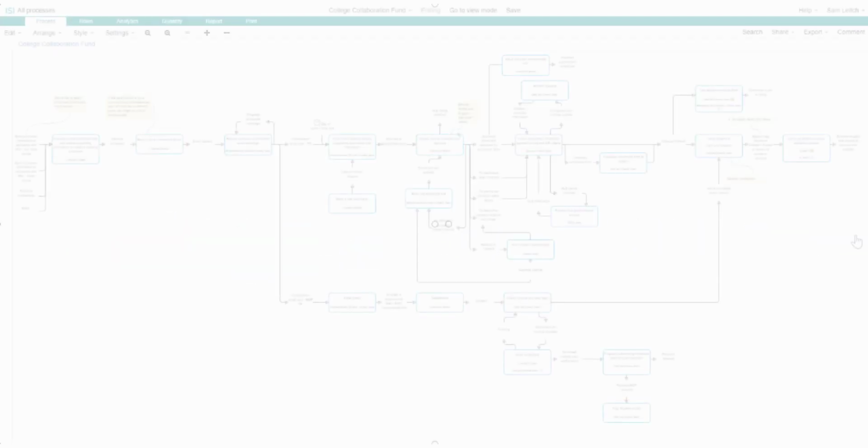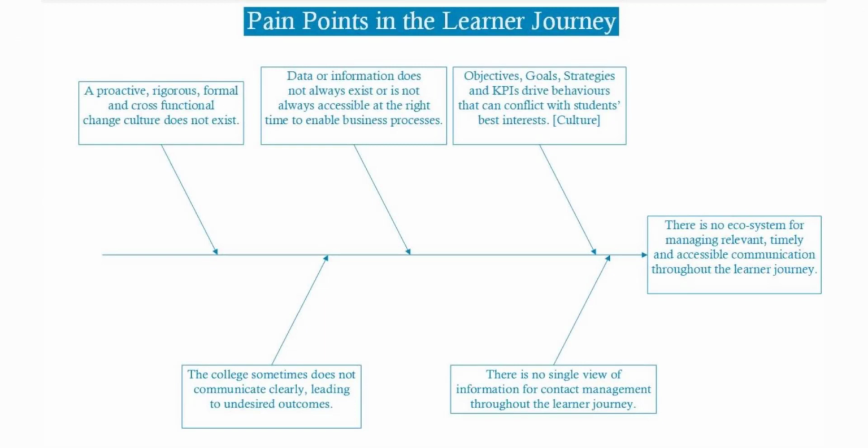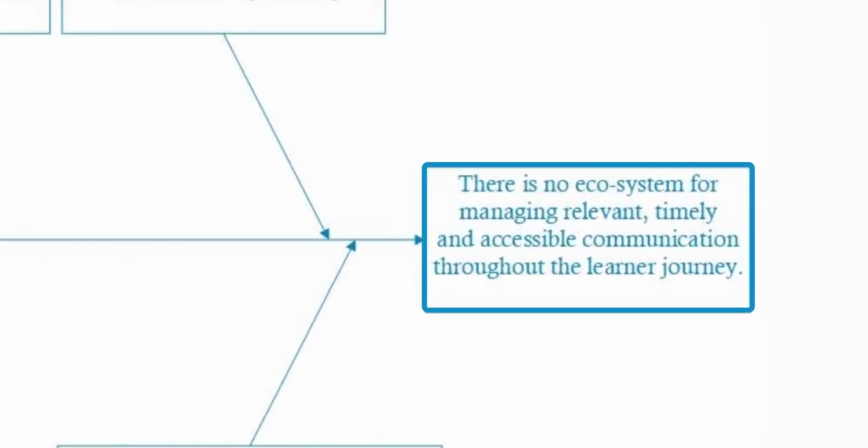This stage was dedicated to defining the problem. All of the findings from the as-is process capture workshops were tabled in a spreadsheet in order to identify patterns and trends, shared pain points and bottlenecks, the big user problem that the project team needs to solve. There is no ecosystem for managing relevant, timely, and accessible communication throughout the learner journey.